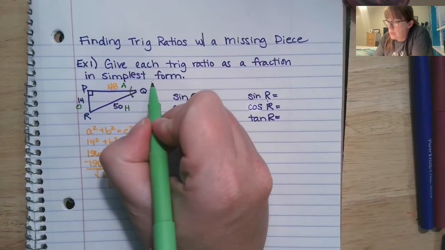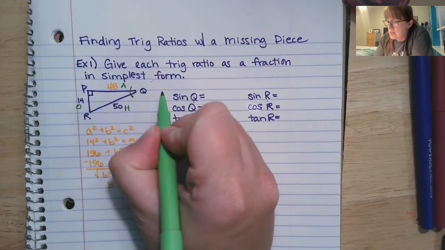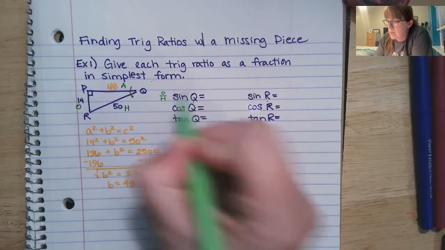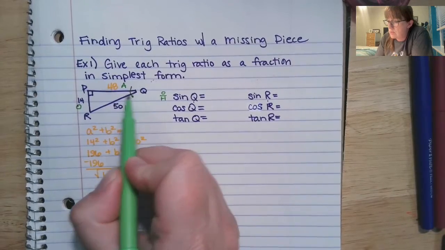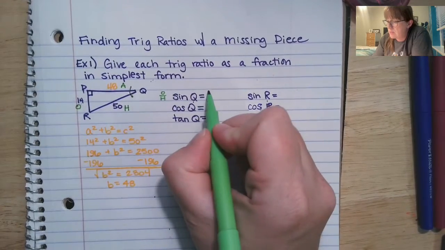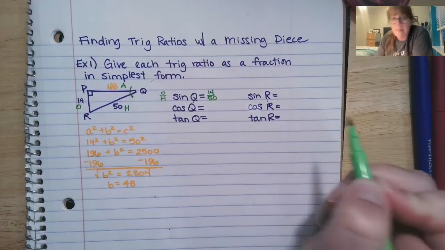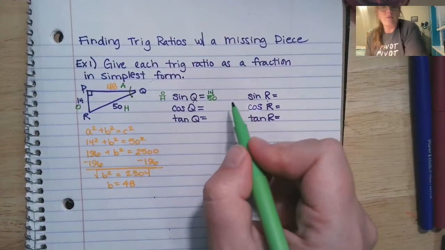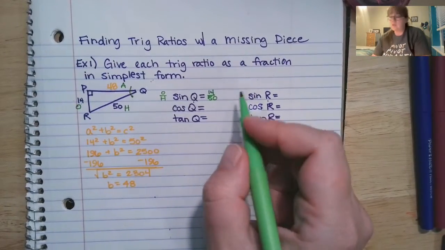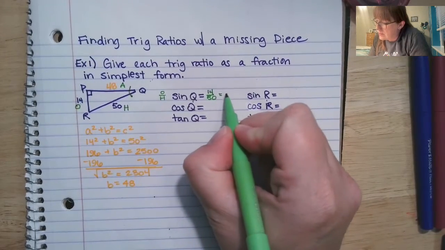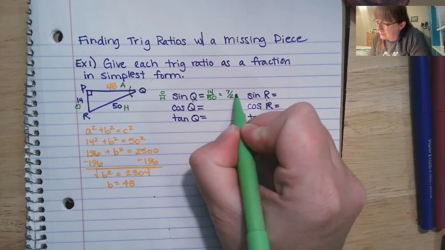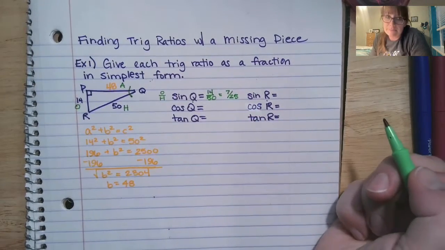And of course, we remember SOHCAHTOA. So sine is opposite over hypotenuse. Sine of Q, opposite side is 14. Hypotenuse is 50. In simplest radical form, so we can reduce this down to what, 7/25? So 7/25 is our answer.